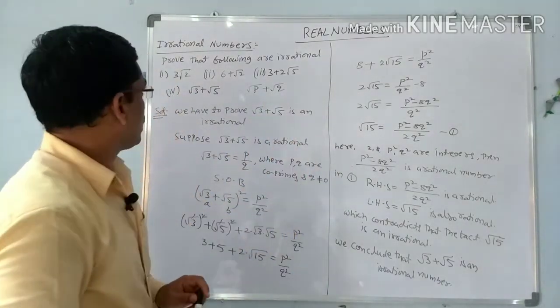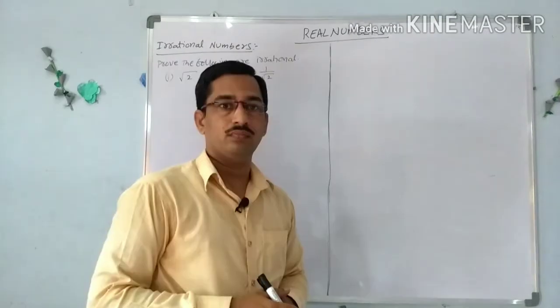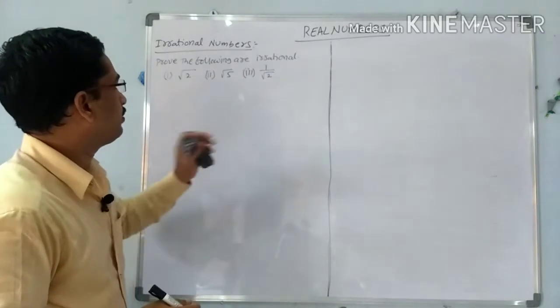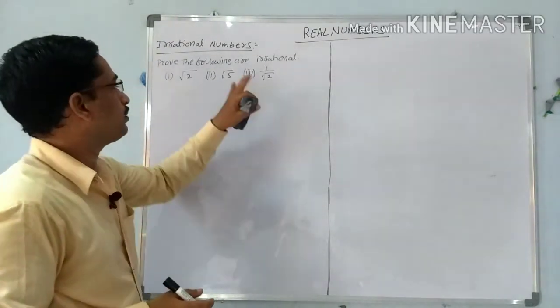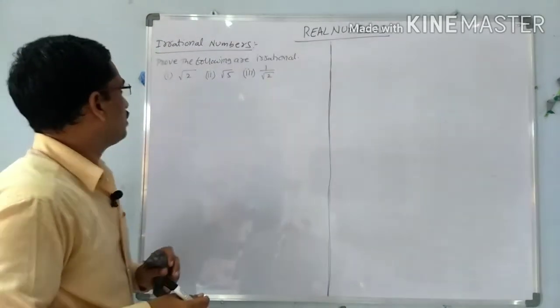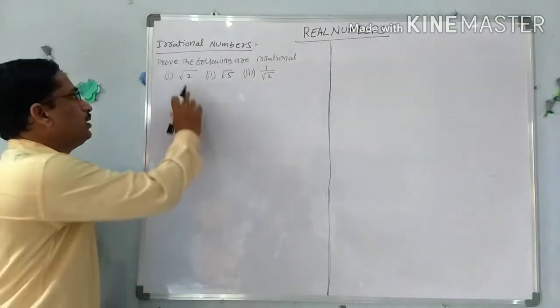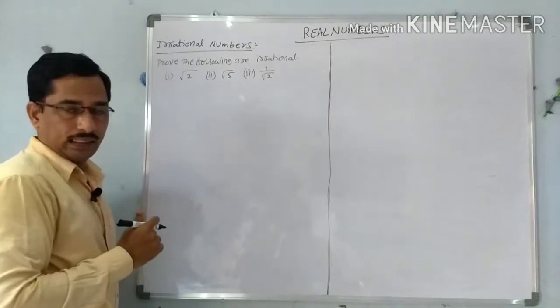Now next we solve one more problem. It is important from the exam point of view. Completing this 1.4 topic related to irrational numbers is important for 4 marks. Now here is one more important problem. Prove root 2 is an irrational number.